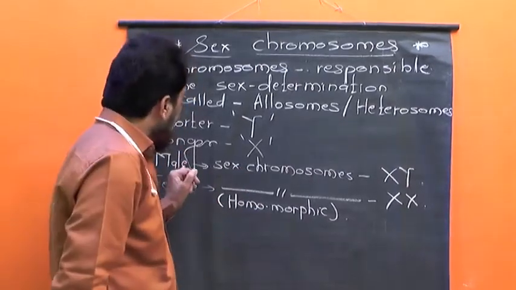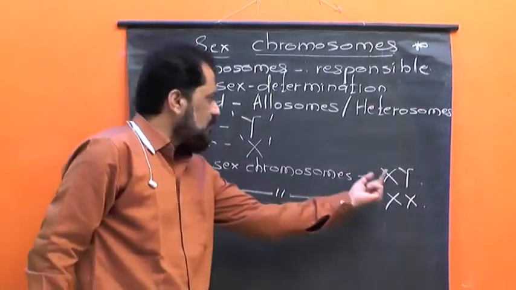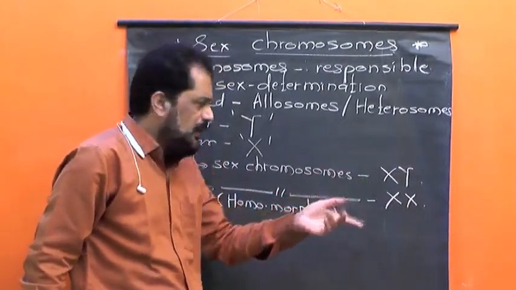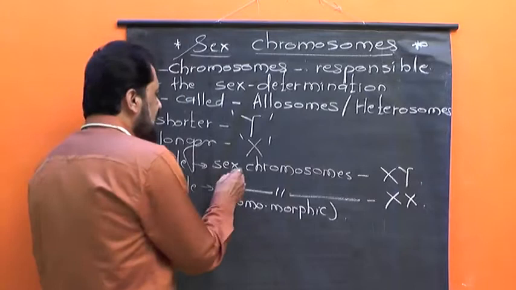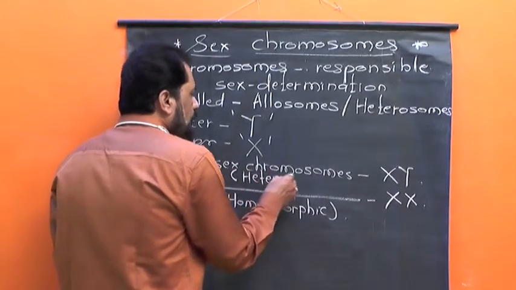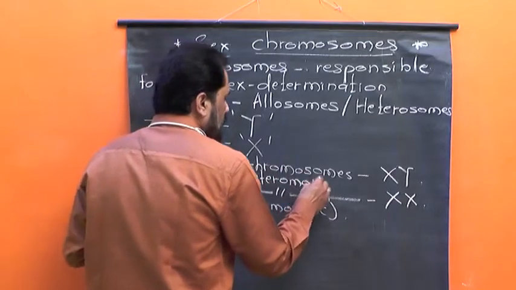While in male individuals, the sex chromosomes are unidentical. One is longer, one is shorter, and that's why the male sex chromosomes are also known as heteromorphic sex chromosomes.